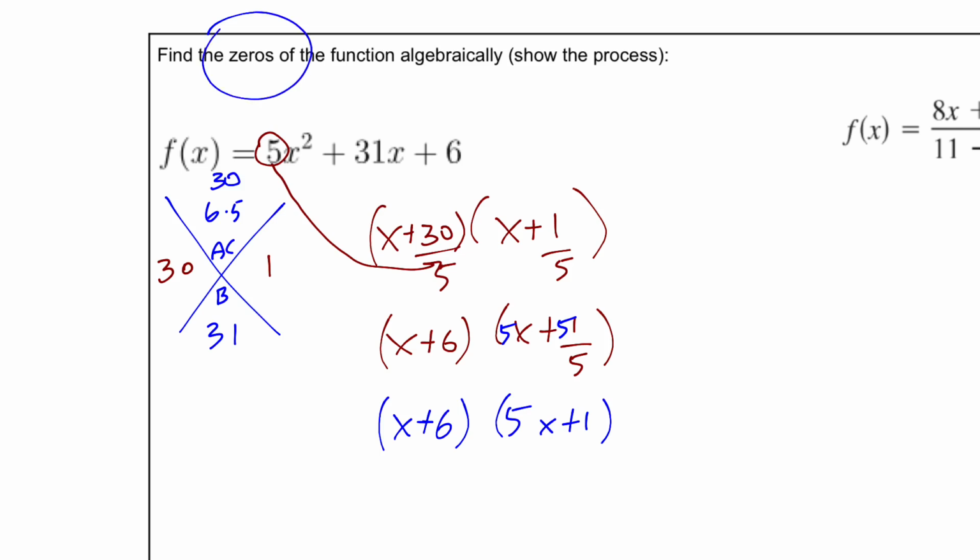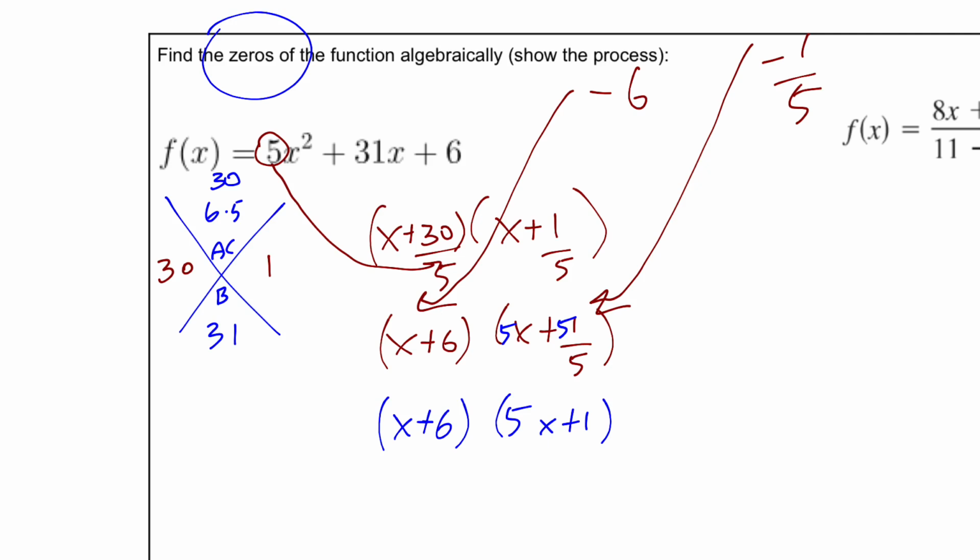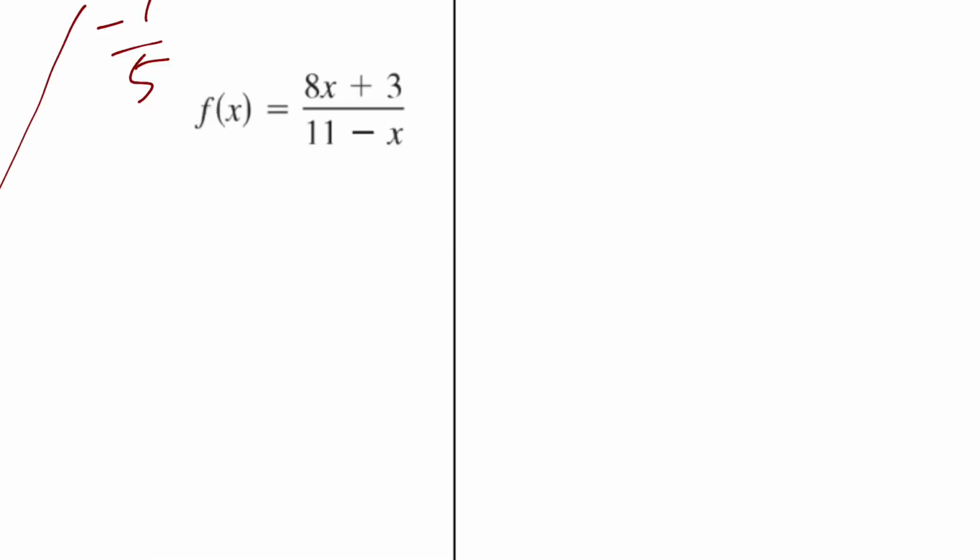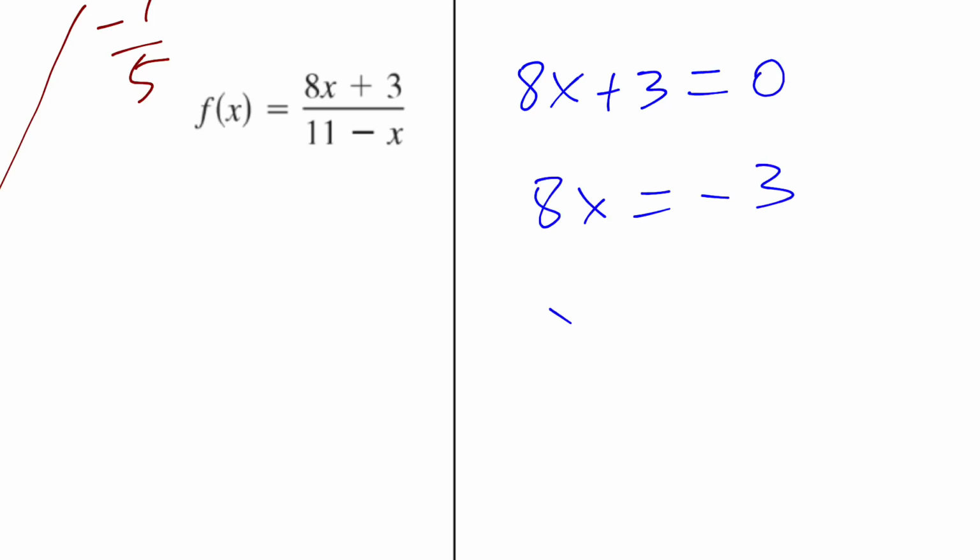However, they only wanted to find the zeros, and the zeros are going to be at this very first step. What can you plug in here to make this 0? That's -6. And what can you plug in here to make this 0? That's -1/5. Those are the zeros. For a function like this, we only care about the top part, so we only worry about when 8x plus 3 is equal to 0, or 8x is -3, or x is -3/8.